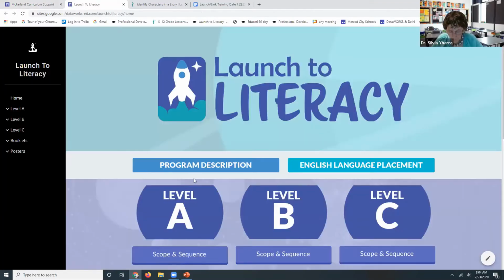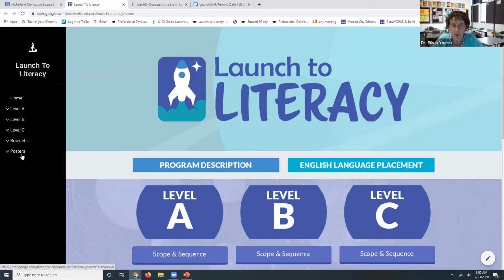And today, if you take a look at the agenda, do you all have the agenda? It says that you're going to be doing foundational reading level A. So if I look here, this is the foundational and this is level A. So this is the one that pertains to you. If you take a look on this side here, we have level A, level B, level C. Then you have booklets, because sometimes you're going to use booklets for your students, and you have the posters.